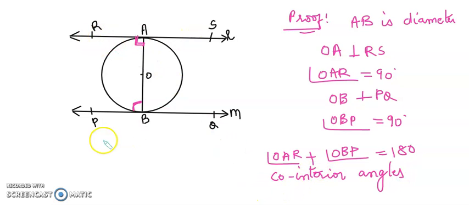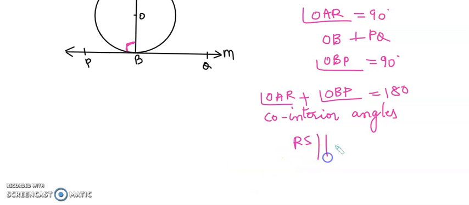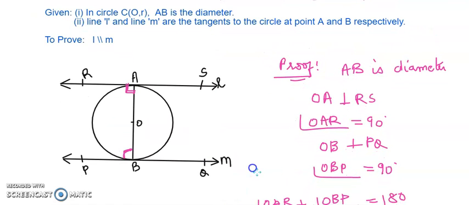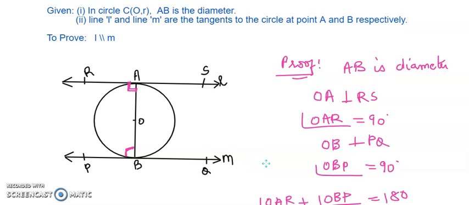Okay, that means RS and PQ are the two lines between which AB is a transversal in such a way that these two angles, the interior angles on the same side of the transversal, add up to 180. So the sum of the co-interior angles is 180. That means very clearly we can say that RS is parallel to PQ. That means L is parallel to M, right? Clear? We are using the rule of the diameter and saying that the radius is perpendicular. So 90-90, co-interior. When two angles are co-interior between two lines and a transversal, then the lines are going to be parallel, the converse. Okay.